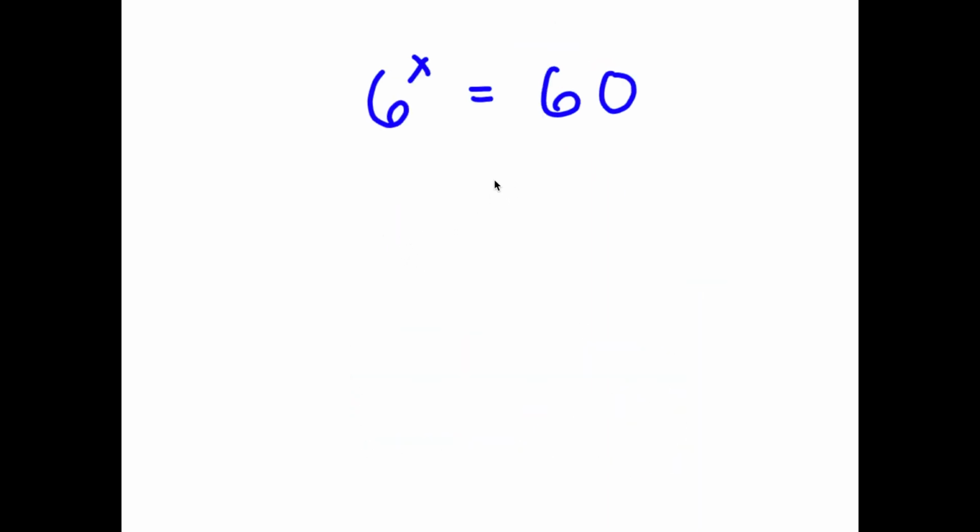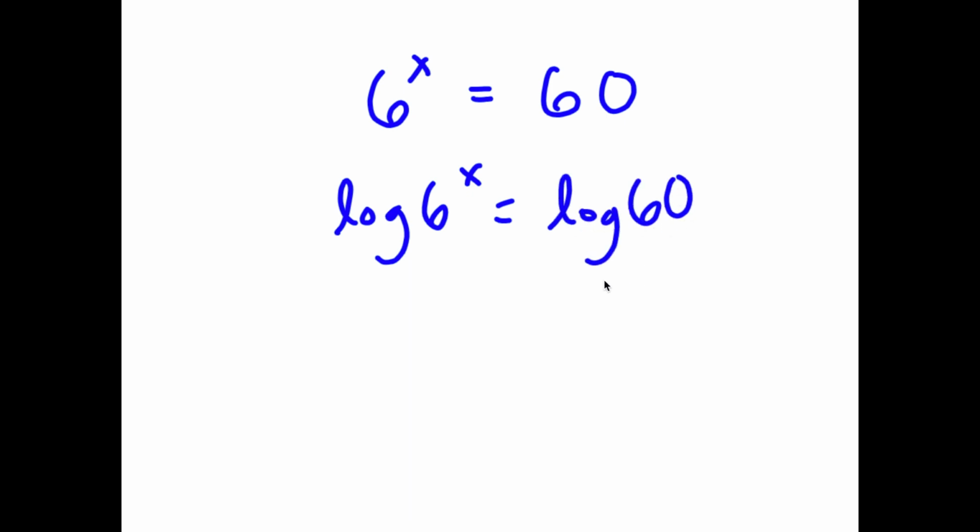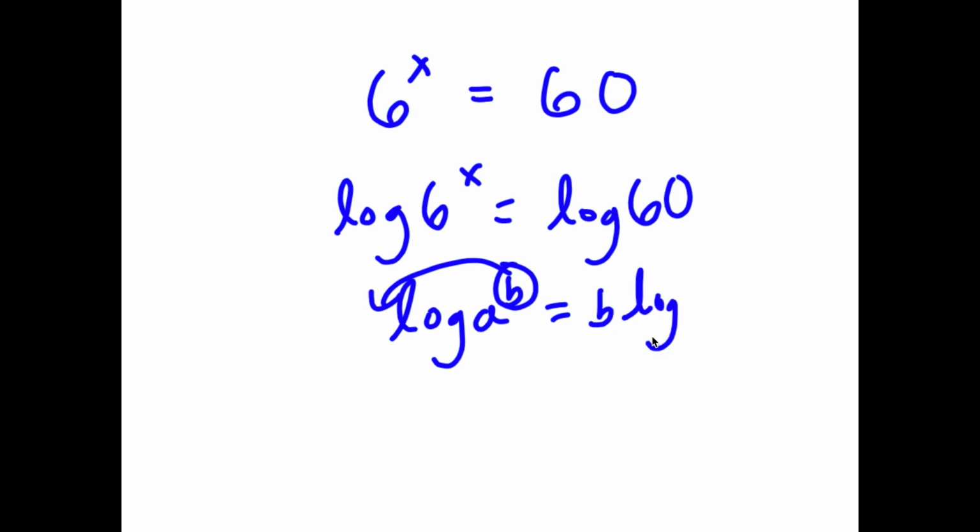Alright, so in this problem, I have 6 to the power of x is equal to 60. So I'm going to first start by taking the log on both sides. So I have log 6 to the power of x is equal to log 60. Now, if I have something in the form log a to the power of b, I can move this exponent b to the front. So this is going to equal b times log a.